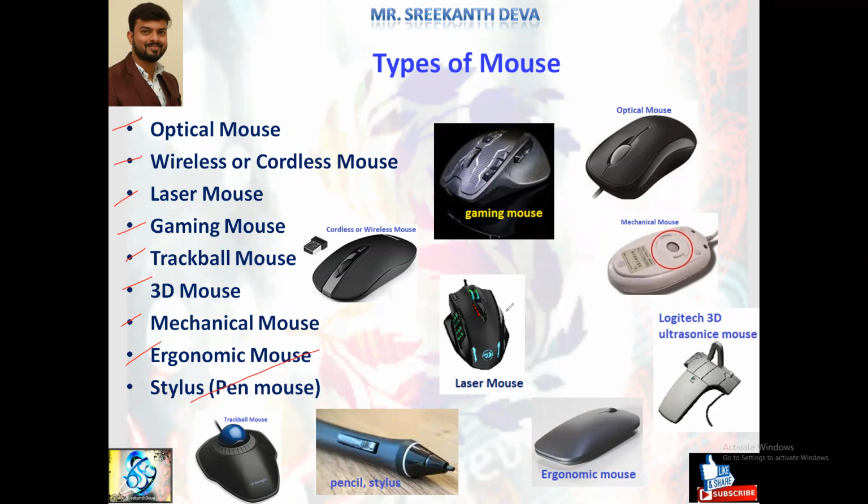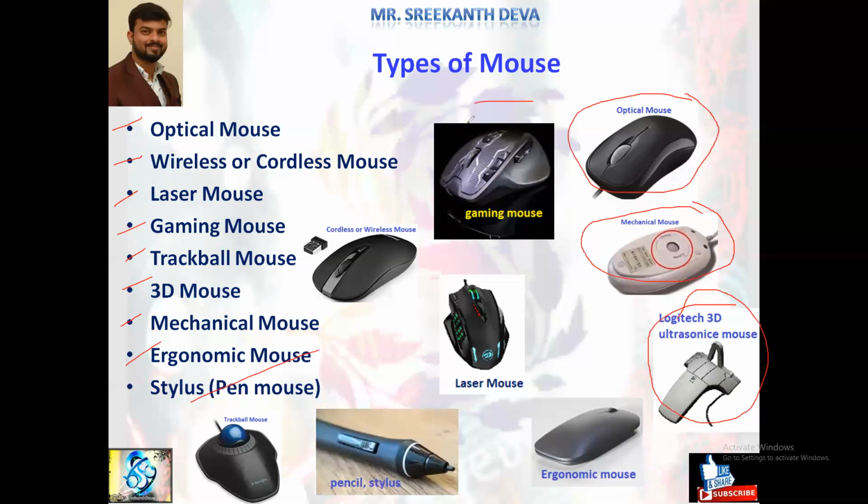Here in the pictures, I have taken simple examples. This looks like an optical mouse. This is a mechanical mouse. This is the Logitech 3D ultrasonic mouse, a 3D mouse. This is a gaming mouse. Try to observe how it differs from the normal optical mouse. The normal optical mouse consists of a rounded ball internally, with a right click, a left click, and one scroll option.